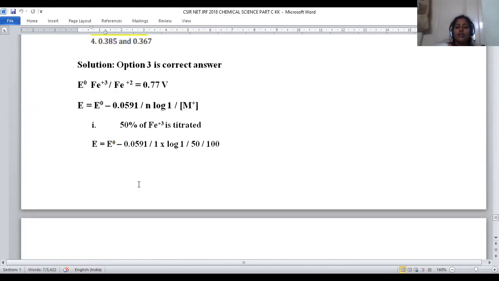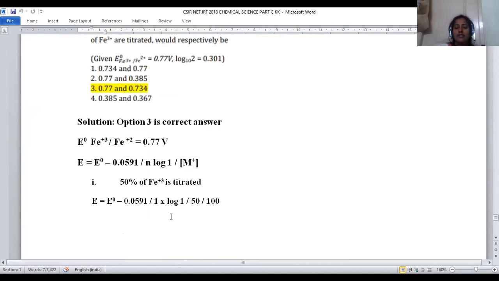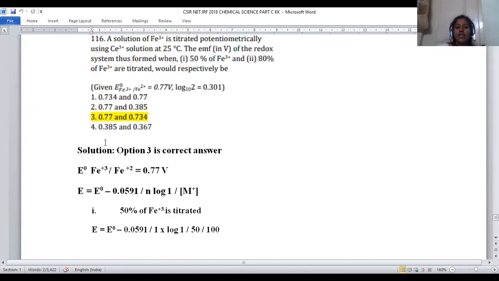The E naught value is provided within the problem. For Fe3+ to Fe2+, E naught is 0.77. And the log 2 value is also given, that is 0.3010. So in this way, if we do the calculation, the final answer will be 0.77 volts. 0.77 volts is given for 50% consumption.